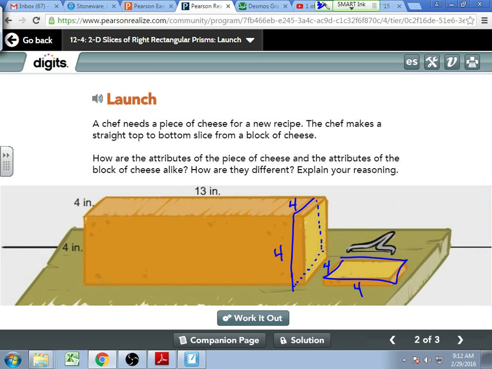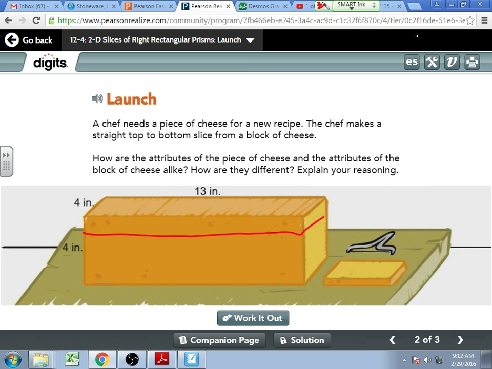But now what if I said, we're going to make a really long sandwich, and I'm going to start cutting horizontal slices through the cheese. What would that slice measure, Thomas? That slice measures 4 by 13. 4 by 13, how'd you figure that out? Because there's a 4 there and a 13 there.